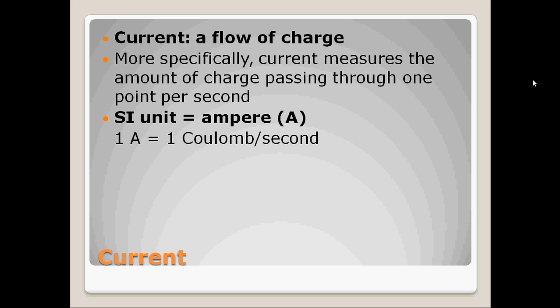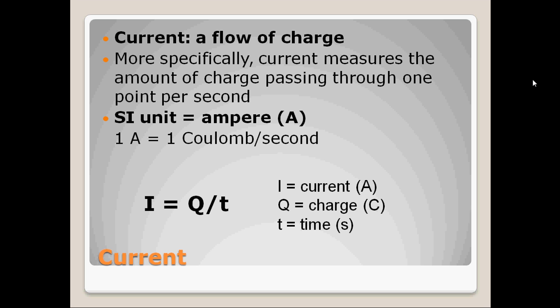Now you might have guessed then that the way that we calculate current is simply to take the charge measured in coulombs divided by the time measured in seconds. When we divide those two, we end up with our current measured in amperes.